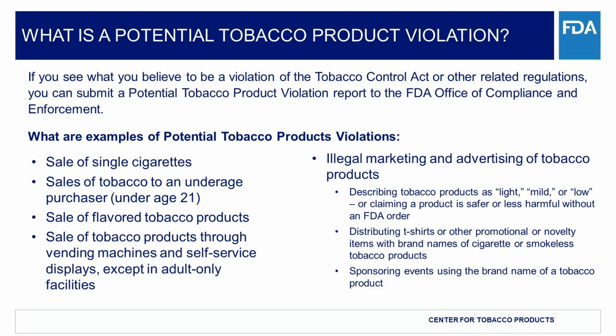Some examples of potential tobacco product violations are sale of single cigarettes, sale of tobacco to an underage purchaser under the age of 21, sale of flavored tobacco products, sale of tobacco products through vending machines and self-service displays, except in adult-only facilities, illegal marketing and advertising of tobacco products, describing tobacco products as light, mild, or low, or claiming a product is safer or less harmful without an FDA order, distributing T-shirts or other promotional or novelty items with brand names of cigarettes or smokeless tobacco products, sponsoring events using the brand name of a tobacco product.